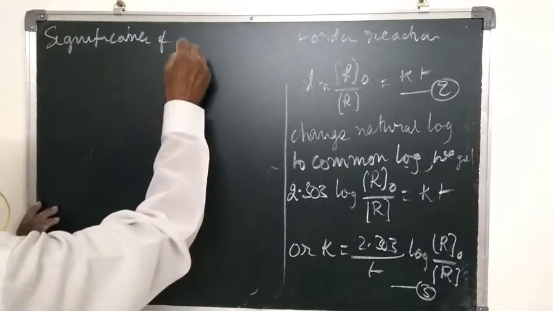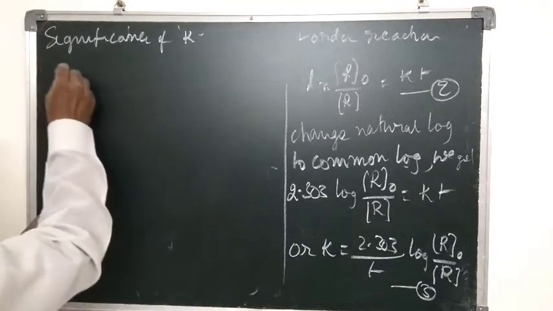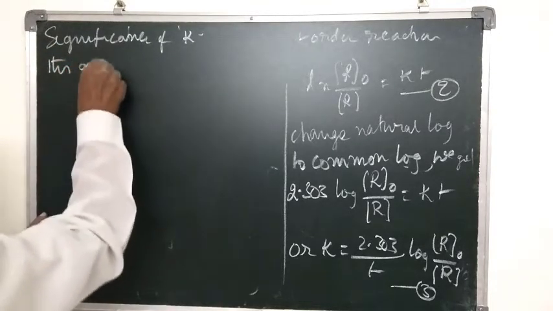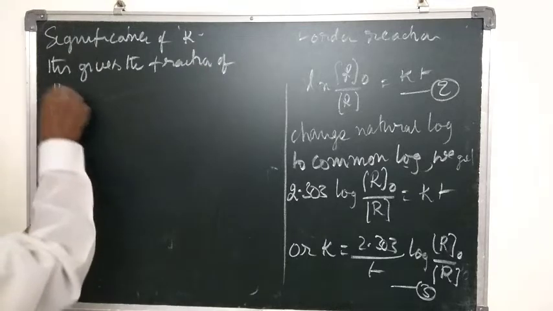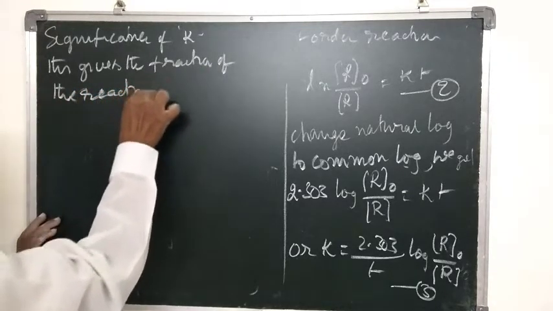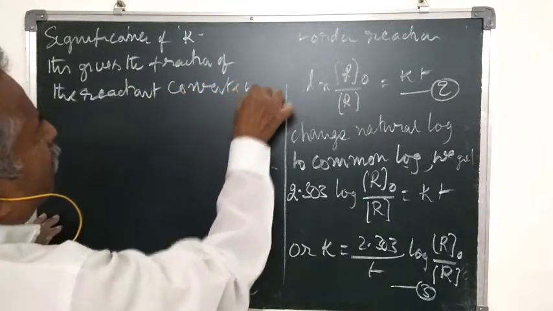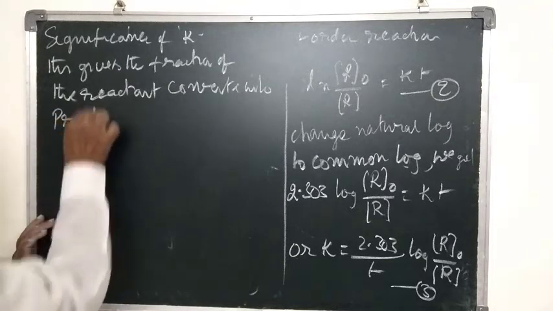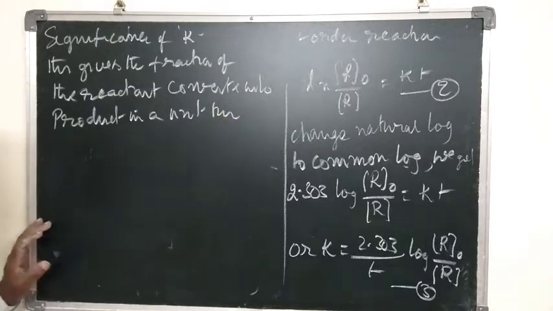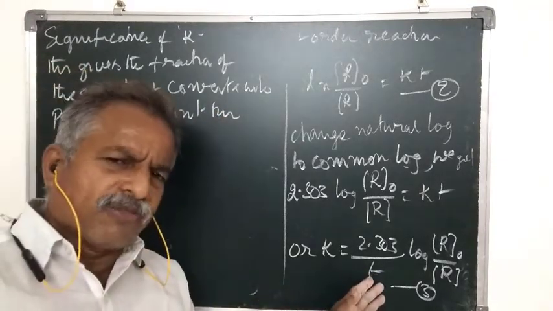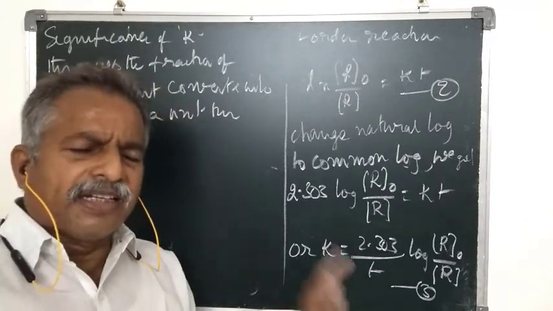Now, the significance of k, that is the rate constant. This gives the fraction of the reactant that converts into product in a unit time. In unit time, how much fraction of reactant converts into product, that is shown by the constant of the integrated rate equation.